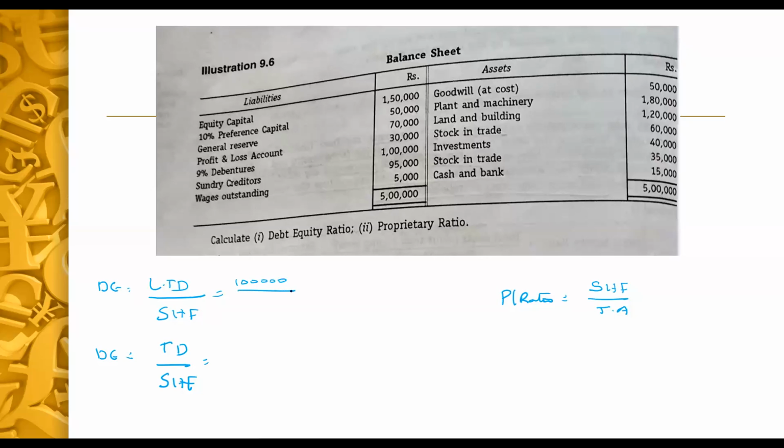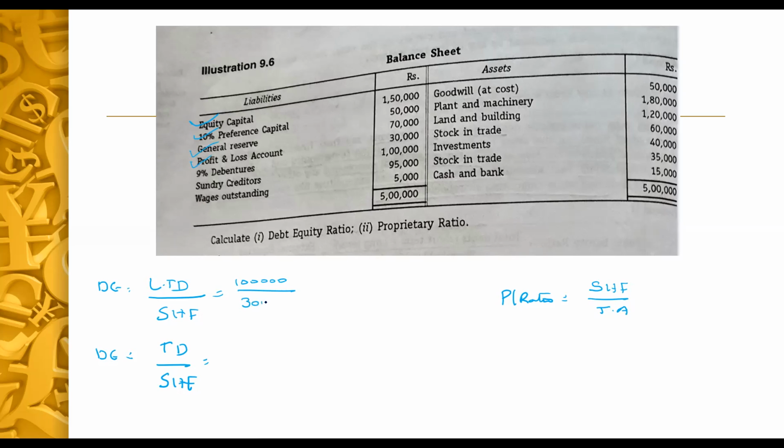Divided by shareholders fund. What are the items? Equity, preference, general reserve, profit and loss account, and preliminary expense. If it is there, we have to reduce. What is the shareholders fund in this case? Equity capital will come. Preference will come. General reserve. P&L account. Sundry creditors and wages outstanding will not come. What is the total? Compute that. 150 plus 50, 70, 3 lakh.